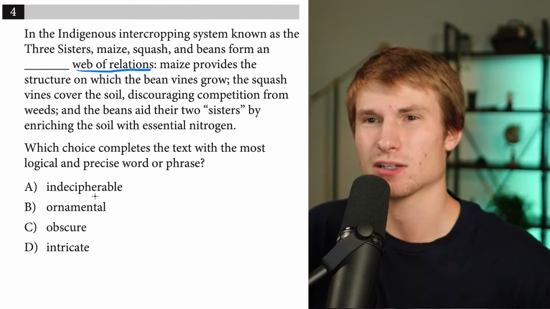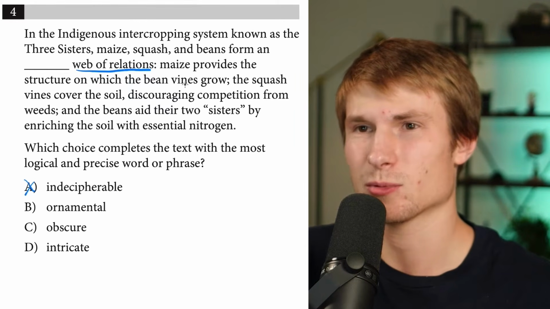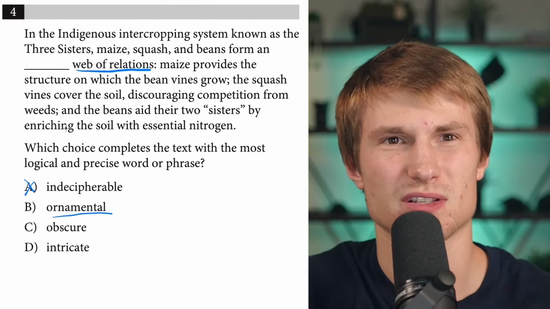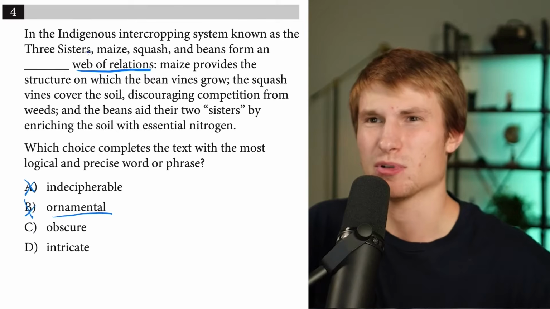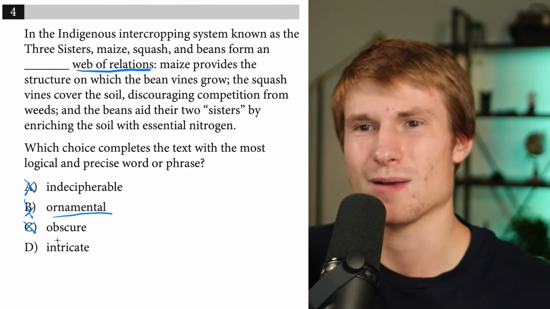So if we take a look at our options, we have A, indecipherable. That wouldn't make sense because we do see that it is decipherable because we go on to describe it. Ornamental would essentially be sort of dealing with the appearance of them, which isn't the point here. We wouldn't describe the web of relations as ornamental. Obscure, it can't be because once again, we go on to describe what it is.